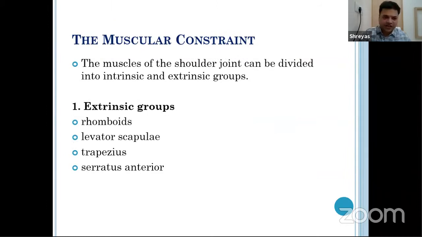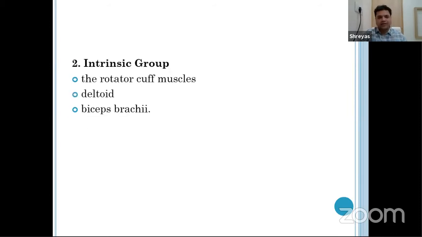The muscular constraints. The muscles of the shoulder joint are divided into two groups: extrinsic and intrinsic groups. The extrinsic group contains rhomboids, levator scapulae, trapezius, and serratus anterior, and the intrinsic group contains the rotator cuff, deltoid, and biceps.